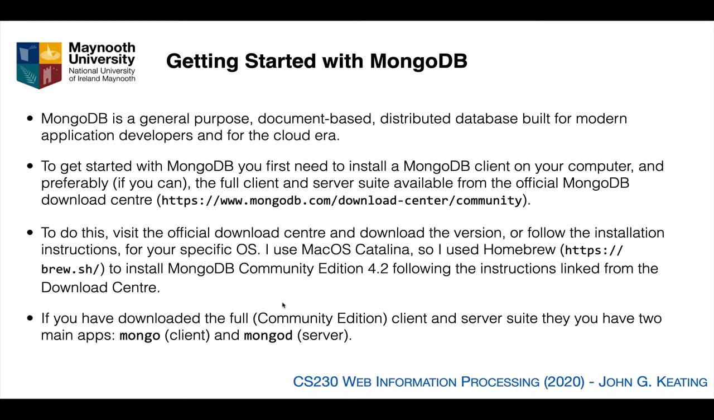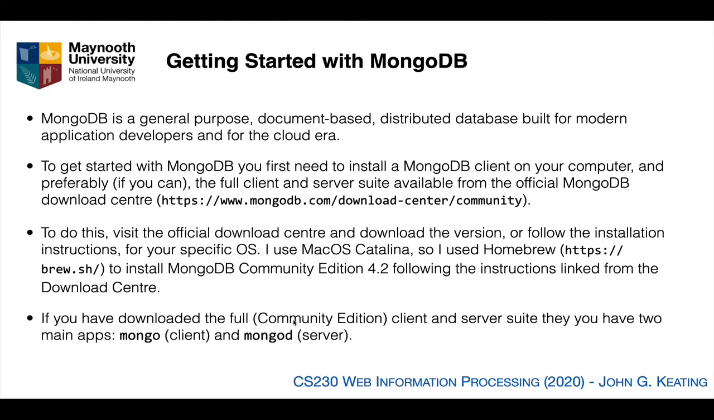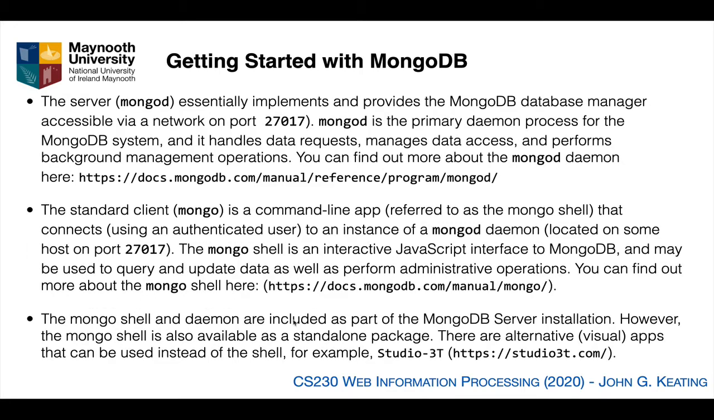If you've downloaded the full Community Edition client and server, then you've got two main apps to concern yourselves with. There's Mongo, which is the client, and MongoD, which is the server. You often see D at the end of these services because it stands for daemon, which is a background process that runs on your operating system. I'm sure you've come across this in your module on operating systems. So let's go through what these are then.